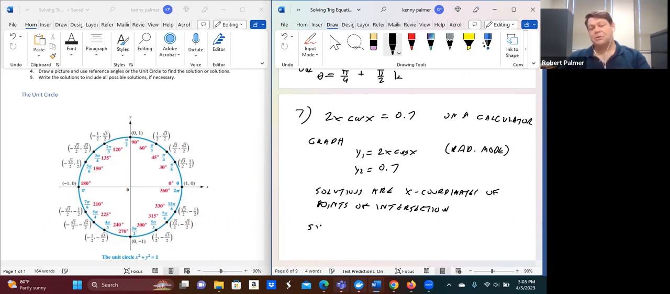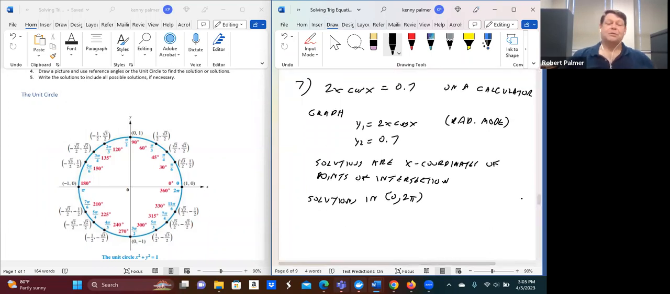Now let's look for solutions. Specifically, we're going to find solutions in 0 to 2 pi, because there are infinitely many solutions of this, but we're going to do those in 0 to 2 pi. Let's graph this. Let's do this on Desmos.